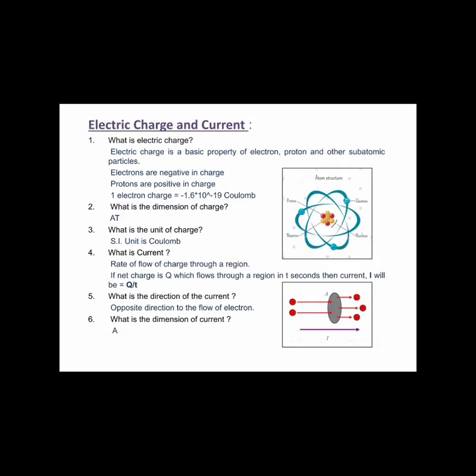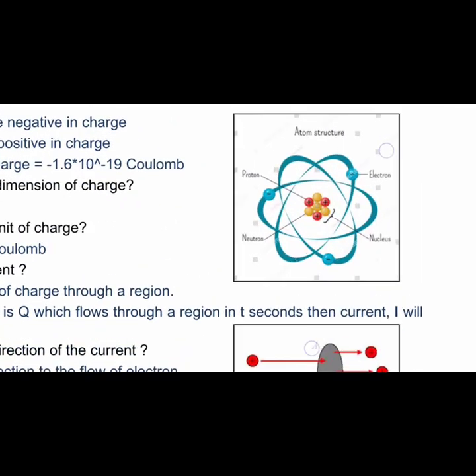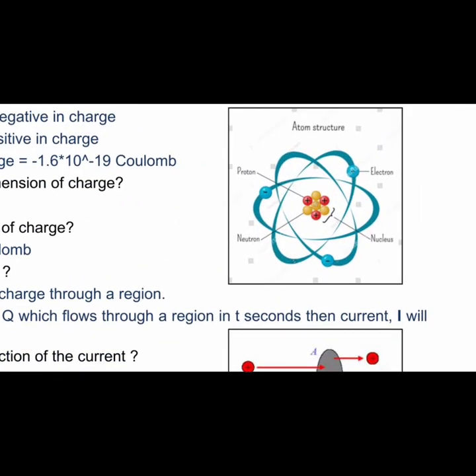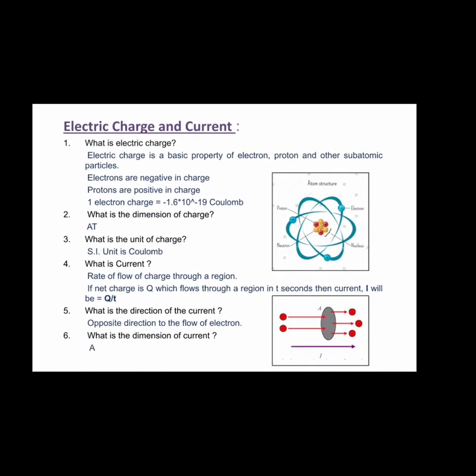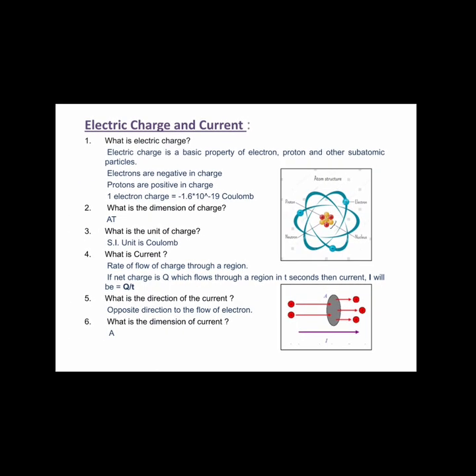Now, what is electric charge? Electric charge is a basic property of electron, proton, and other subatomic particles. Look, it is a picture of atomic structure. In the center, you can see some red balls along with some yellow balls. Red balls are protons; they are positively charged, and yellow balls are neutrons; they are charge independent. Around the nucleus, you can see some blue balls; they are electrons; they are negatively charged. One electron charge is minus 1.6 into 10 to the power minus 19 coulomb.